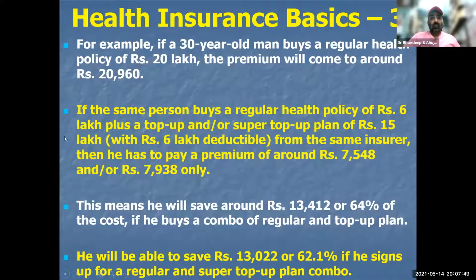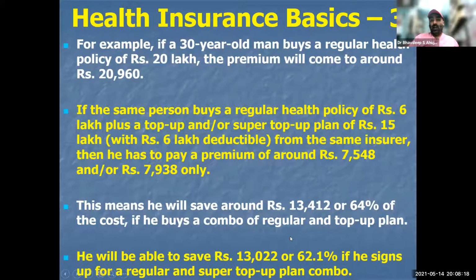So if the same person buys a regular health policy of 6 lakhs plus a top-up or a super top-up of 15 lakh with a deductible equivalent to the base policy of 6 lakhs, then the same insurance would cost 7548 or 7938. So that means there will be a saving of 13,412 or 64% of the cost versus a regular plan. And you can save about 13,000 rupees if you buy both.